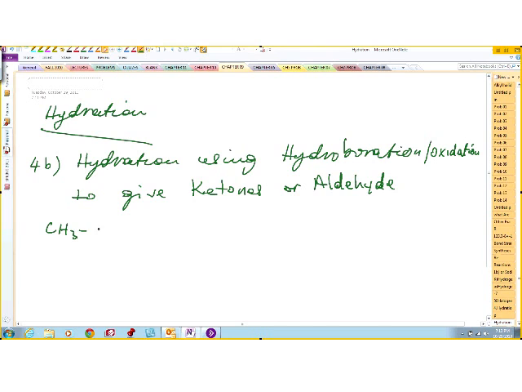If we start with this, and of course we take borane, and you follow that up with hydrogen peroxide in base. Okay. So this reaction will be similar to the last reaction, in which you are going to form a ketone.